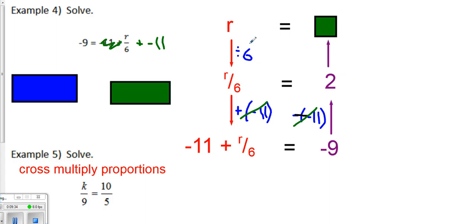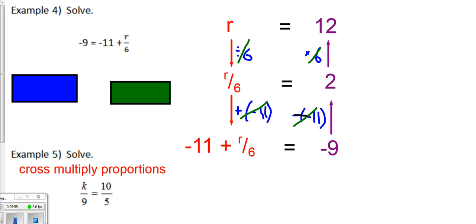How do we undo or get rid of this divided by 6? We would multiply by 6. So 2 multiplied by 6 makes 12. So r equals 12. And again, remember, this and this cancel each other out. So let's see how that looks back on our original equation.